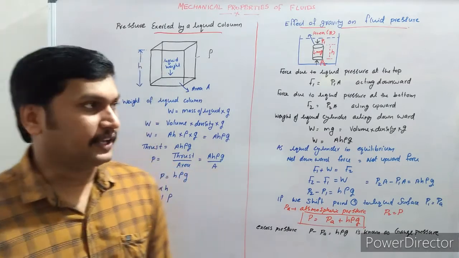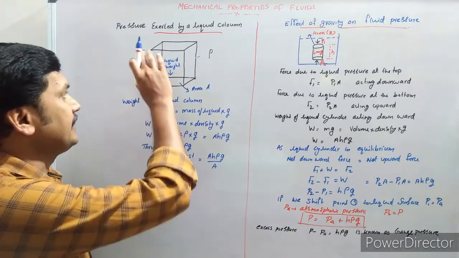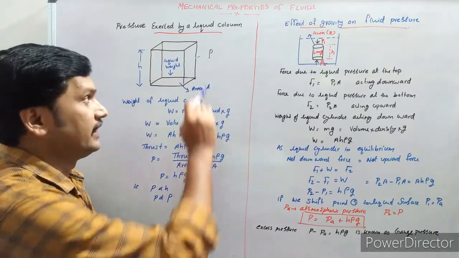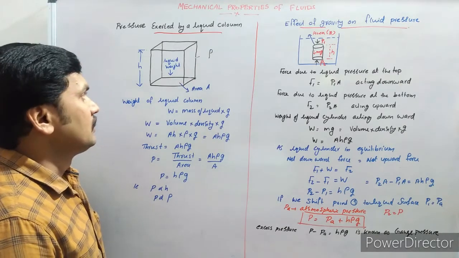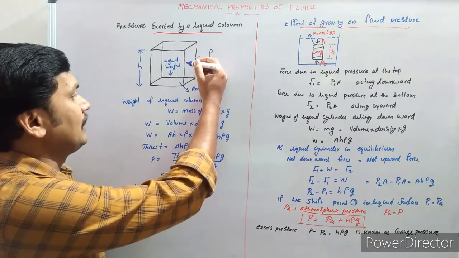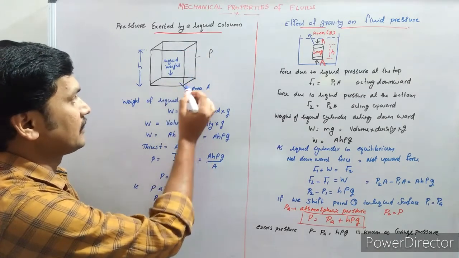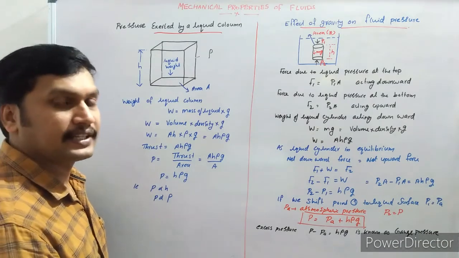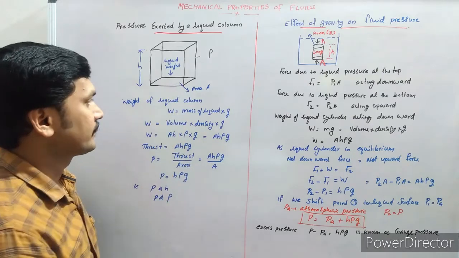Today we discuss pressure exerted by a liquid column. Suppose we are taking a liquid in a vessel of height h and cross-sectional area A. Let's say the density of the liquid is rho. So this liquid will exert a pressure on the surface of this container. Let's find what is the pressure exerted by the liquid column on the walls of this container.